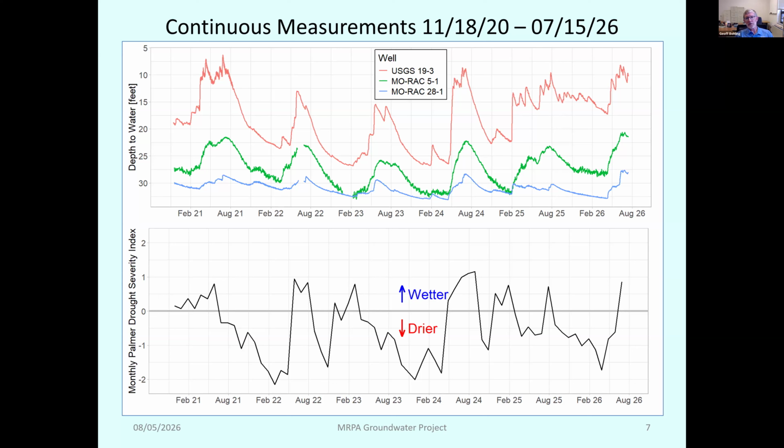And then you'll see that USGS 19.3 has the shallowest water levels and responds the most. MORAC 28.1 has the deepest, and it's a more muted response, and that makes sense because the impact of recharge becomes more diffuse the deeper you go, essentially.